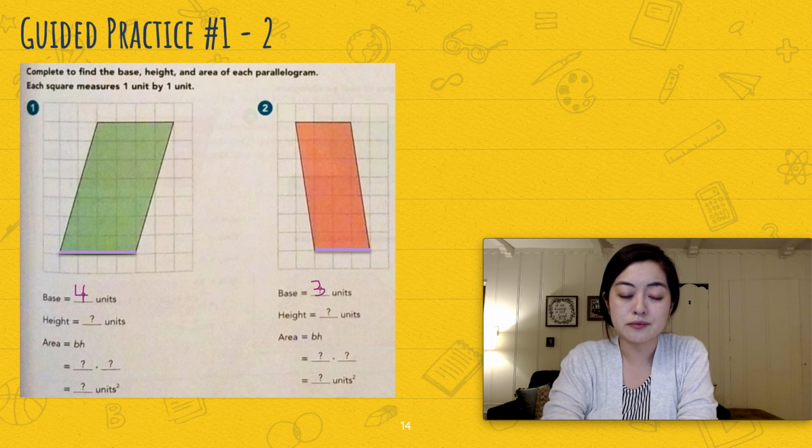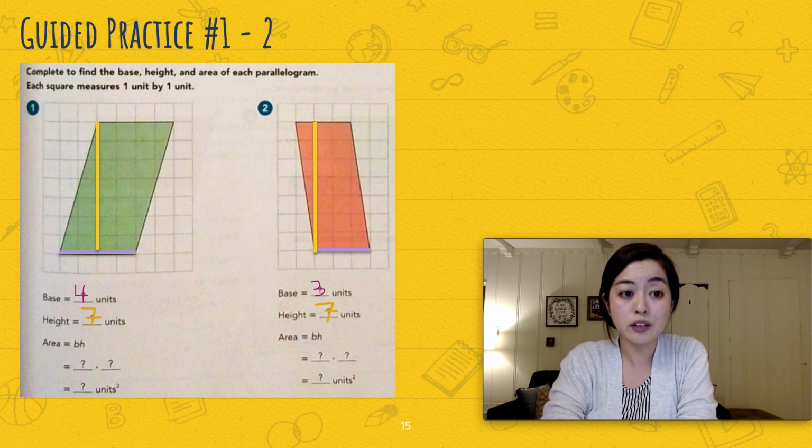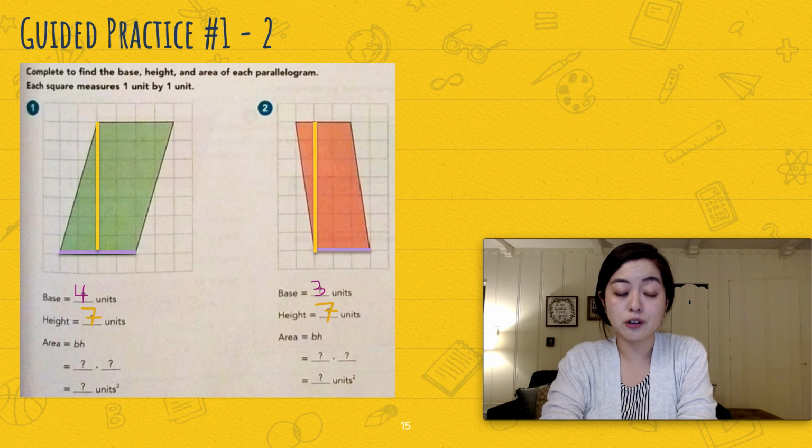Next, we have to figure out the height. Remember, the height is perpendicular to the base. So that yellow line is perpendicular to the base. I count 7 units for the height for number 1 and 7 units for the height for number 2.